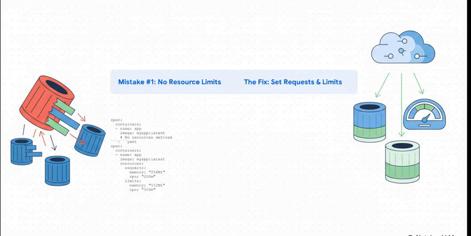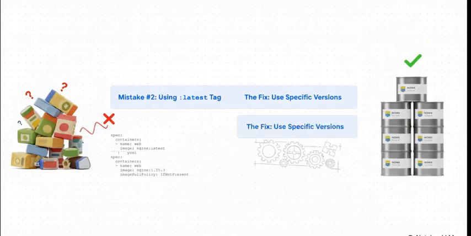The fix, thankfully, is right there in your YAML. You just have to define requests and limits. It's you telling Kubernetes exactly what the app needs and where to draw the line, preventing one bad pod from trashing the whole neighborhood. Next up, and oh man, this is a big one, using the latest tag in production.